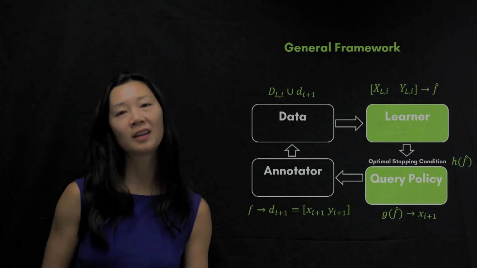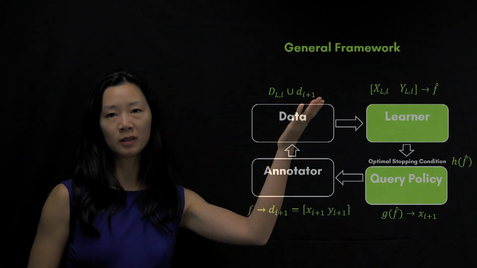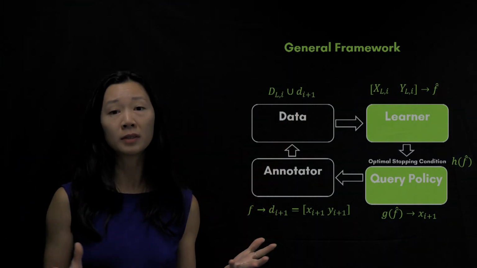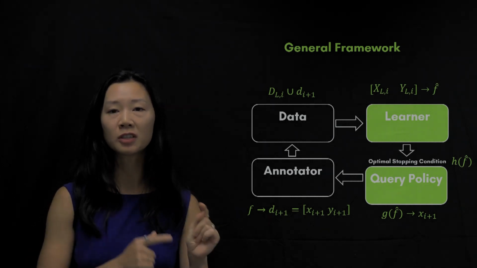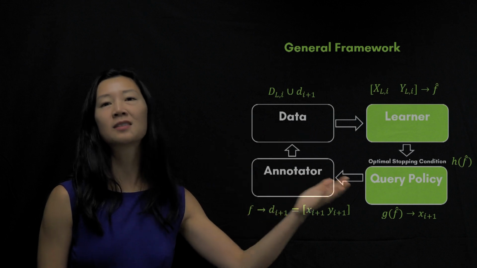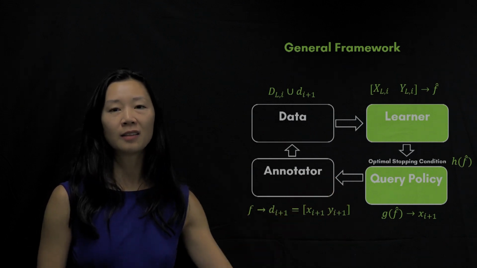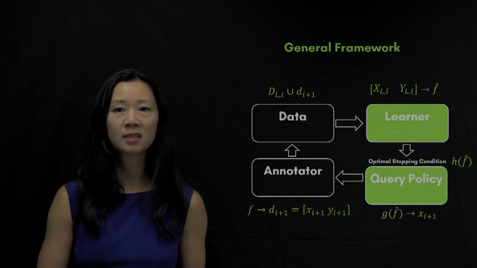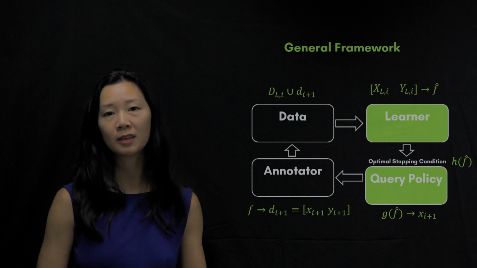As a reminder, if you want more details about the general framework, the algorithm components for active learning, you can go back to video 2. But for your convenience, this is the general framework for active learning. These are the 5 different components that we really care about in active learning.